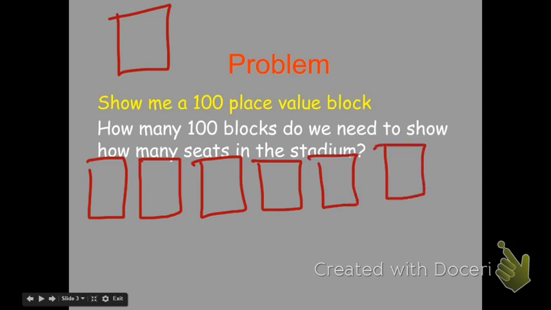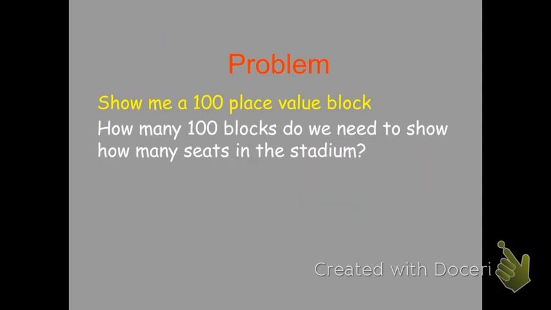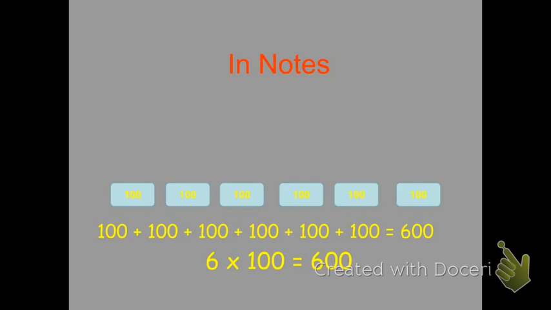And that represents what it tells us in the problem, that there are 6 sections, each holding 100 seats. So we have now enough information in the picture that we can write an addition equation as well as a multiplication equation. So in your notes you have drawn an array that looks like this, 100 with 6 groups, and our addition number sentence to add those together is 100 plus 100 plus 100 plus 100 plus 100 plus 100 equals 600.